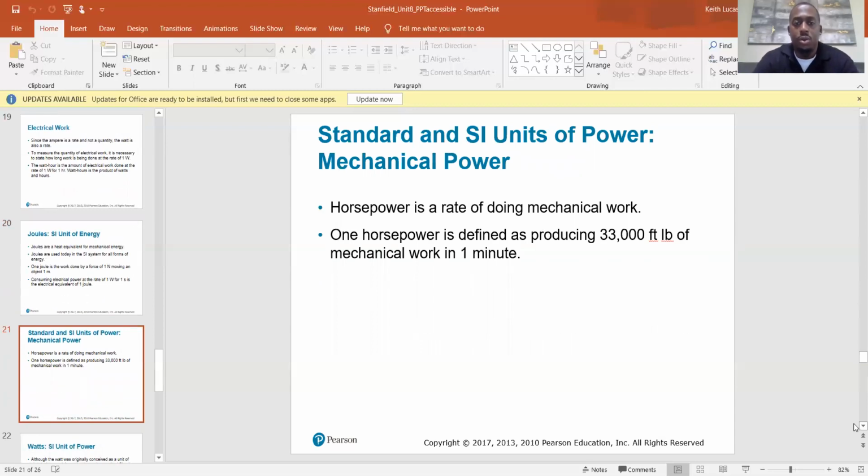Mechanical power. Horsepower is the rate of doing mechanical work. 1 horsepower is defined as producing 33,000 foot-pounds of mechanical work in 1 minute.